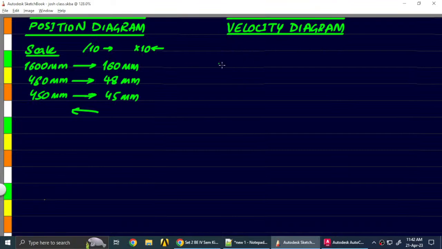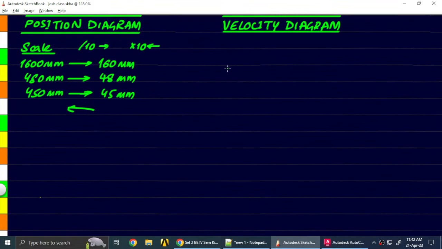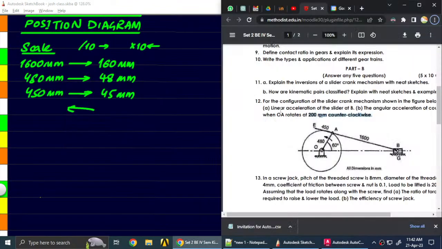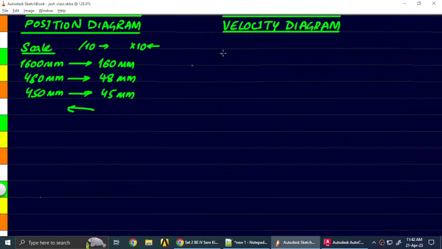For doing the velocity diagram, the first thing we have to do is find at least one of the velocities. If you come back here to the question, we have been told that the crank OE is rotating at 200 rpm in counterclockwise direction. That information we need to use to find the velocity of A. So velocity of A is given as omega times the length OA, and omega is 2 pi n by 60, because the angular velocity has been given in rpm, rounds per minute. If you substitute here, we will get the value in radians per second.